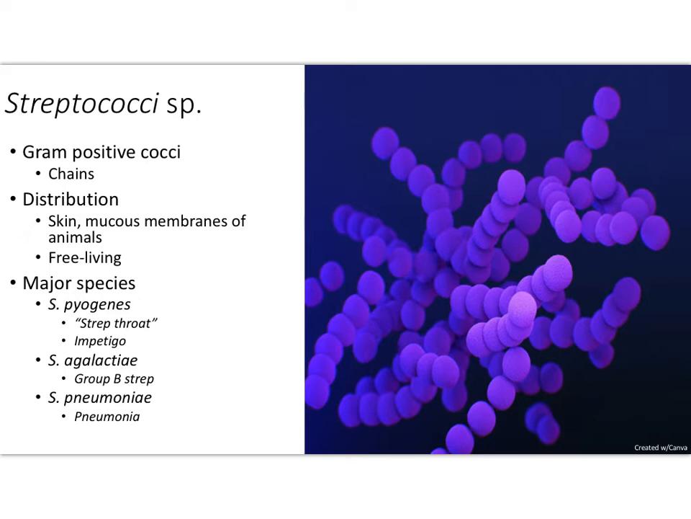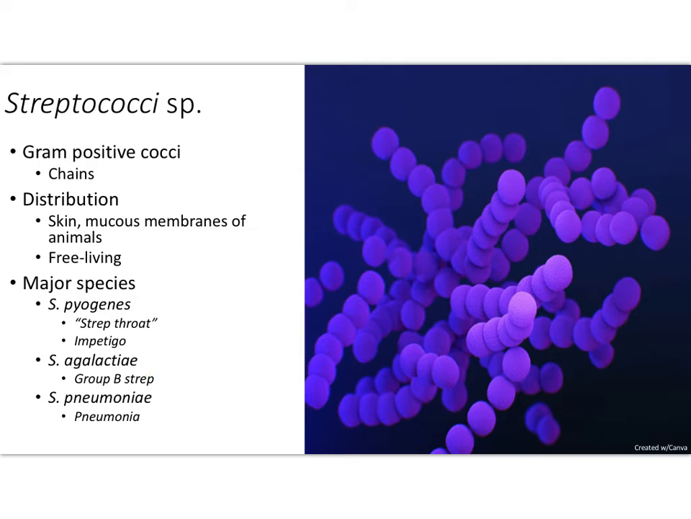On our next couple of slides, we are going to focus mostly on Strep pyogenes because it is the most significant pathogen out of this genus. Strep pyogenes is the one that causes strep throat, also causes impetigo, and can occasionally cause more systemic lethal infections. Not super common, but can happen.